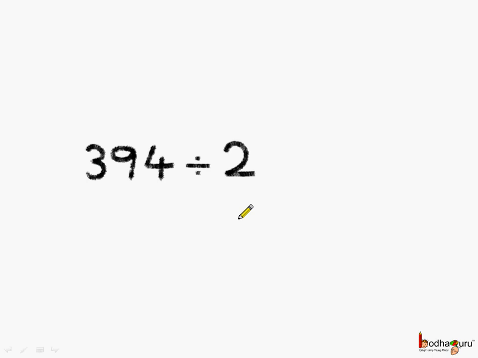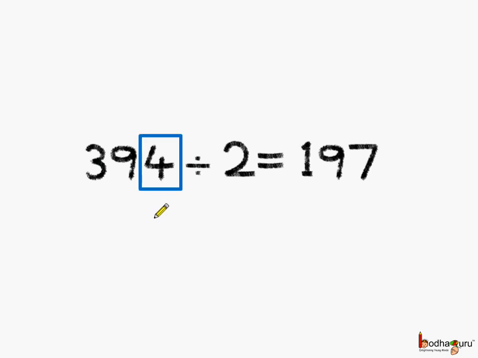Now again he wanted to check if 394 was divisible by 2. Here 394 is divisible by 2 and the answer is 197. Here again, the digit at ones place is 4, which is an even number, one of the digits amongst 2, 4, 6, 8 and 0. Hence, it is exactly divisible by 2.